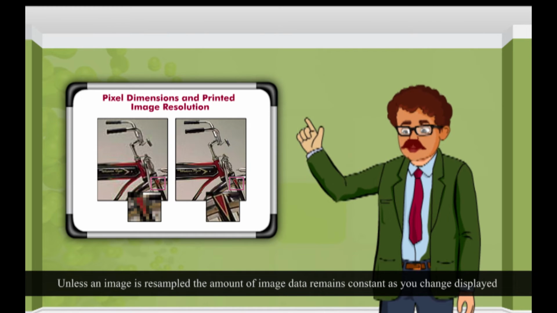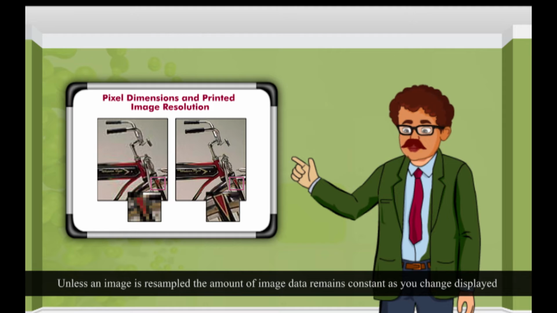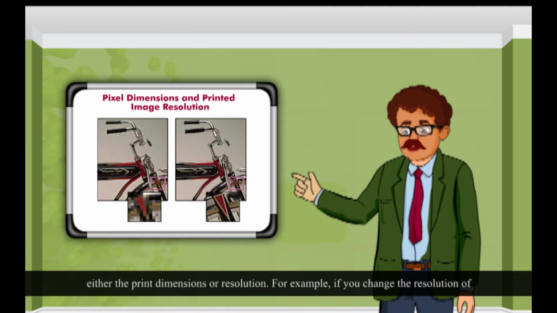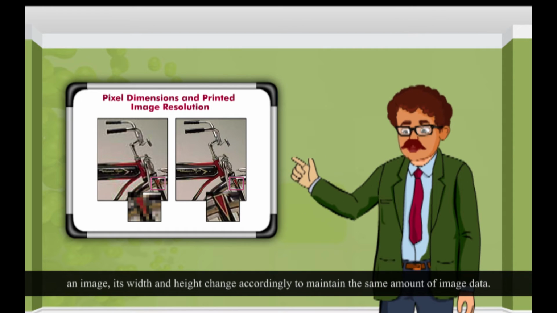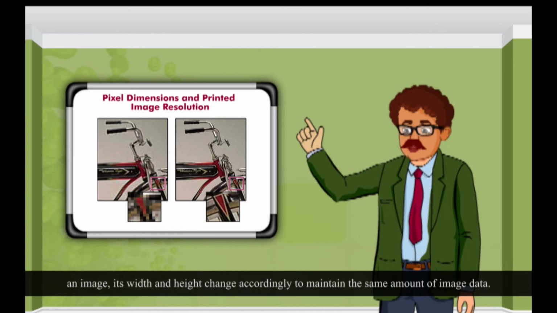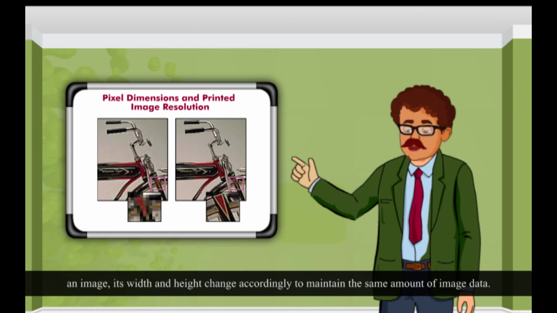Unless an image is resampled, the amount of image data remains constant as you change either the print dimensions or resolution. For example, if you change the resolution of an image, its width and height change accordingly to maintain the same amount of image data.